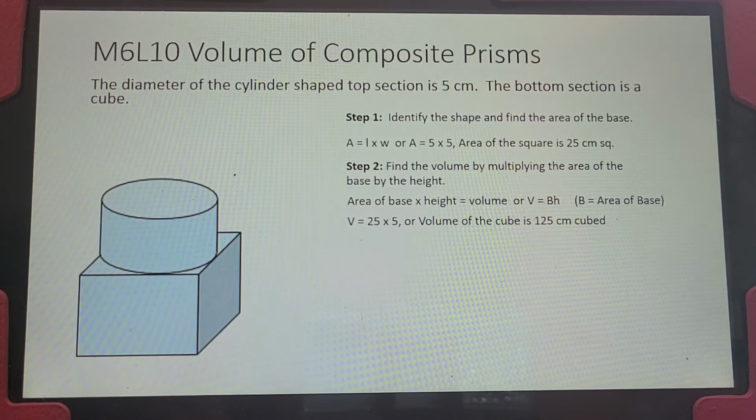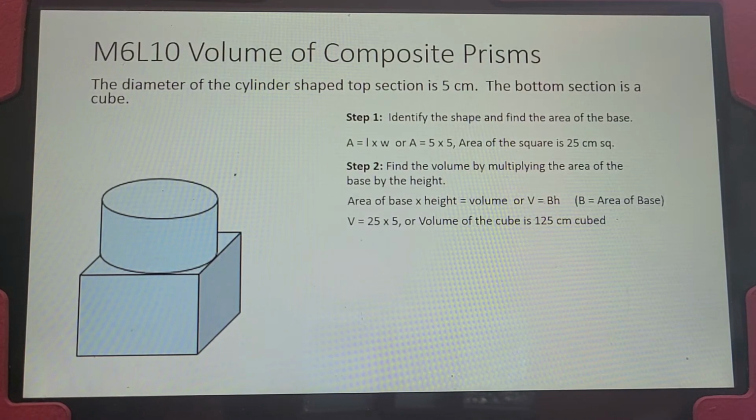Now if you go back up to this formula here, V equals big B times H, that big B stands for the area of the base. We all know the traditional volume formula, which is length times width times height. This is the more sophisticated version where you're looking at volume is equal to big B, or the base, times the height.